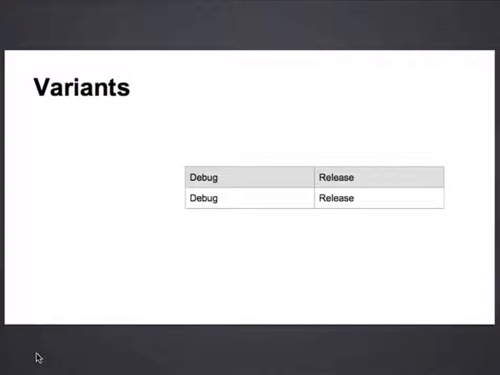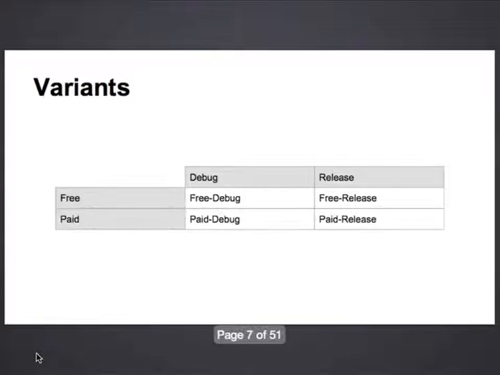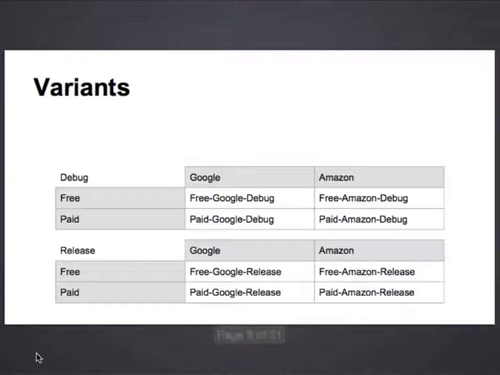So here's how variants are being combined. Here it's a very simple case. You have debug and release, you don't have any flavor, and then you get a debug and a release, so that's easy. If you had a free and a paid, you get combinations. And if you have another dimension, I didn't want to draw a three-dimension cube here, so that's just two slices of it, you get eight variants.